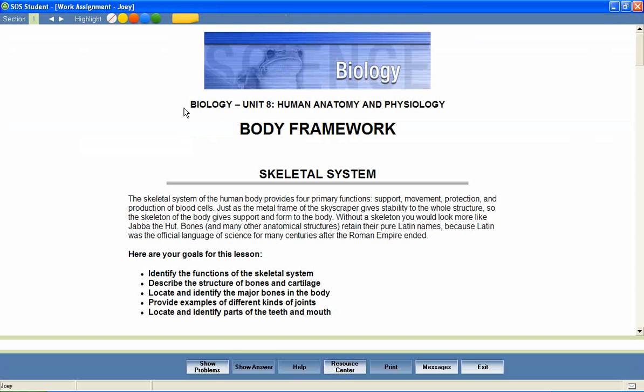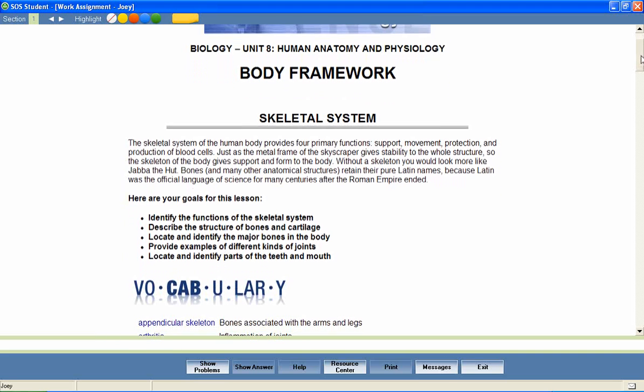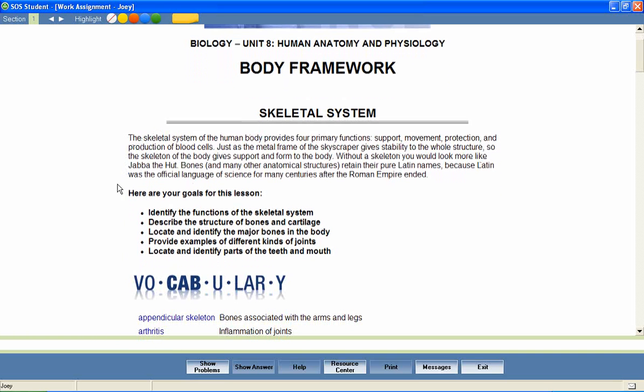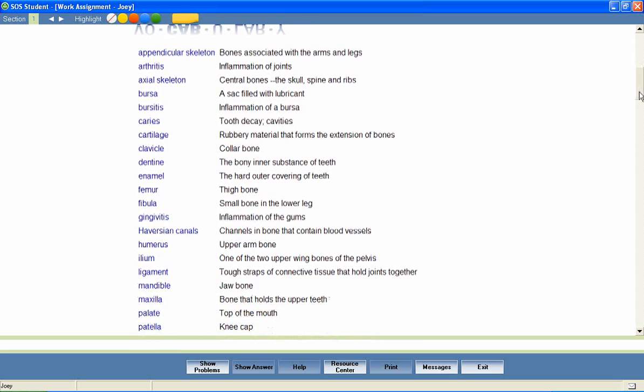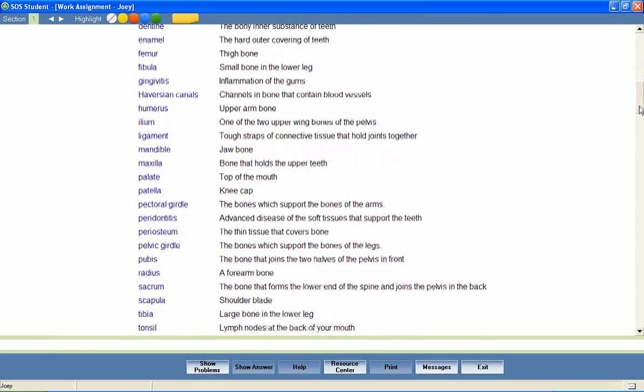In a unit entitled Human Anatomy and Physiology, let's look at a lesson called Body Framework. Most Switched On Schoolhouse lessons begin with a brief introduction and a list of objectives for the lesson. These objectives help students stay focused on important lesson content and provide parents with an effective way to measure mastery of lesson content. At the beginning of most lessons, your students will also encounter a list of vocabulary words that will be used throughout the lesson.